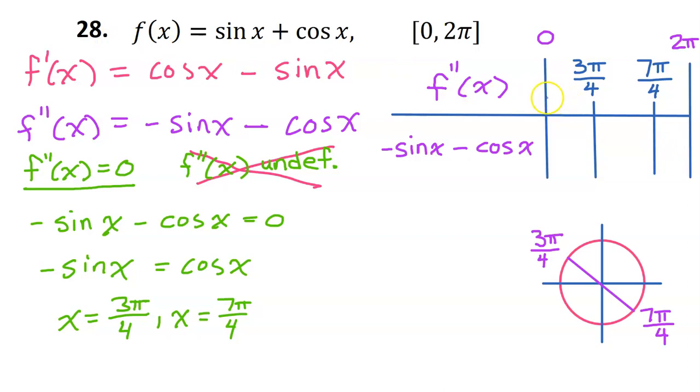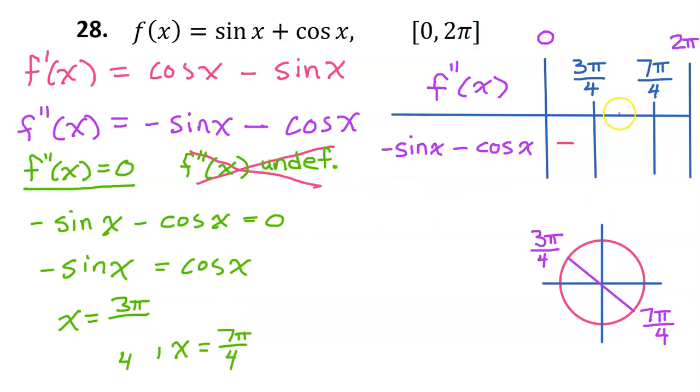First, let's pick a value between 0 and 3 pi over 4. So that's going to be somewhere in here, and why not just pick pi over 2? So this would be negative sine pi over 2 minus cosine pi over 2. Sine is the y value, so the sine of pi over 2 is 1. So we have negative 1 minus. Cosine is the x value. Cosine of pi over 2 is 0. So we have negative 1 minus 0, which is just negative 1. That means the expression is negative in this interval.